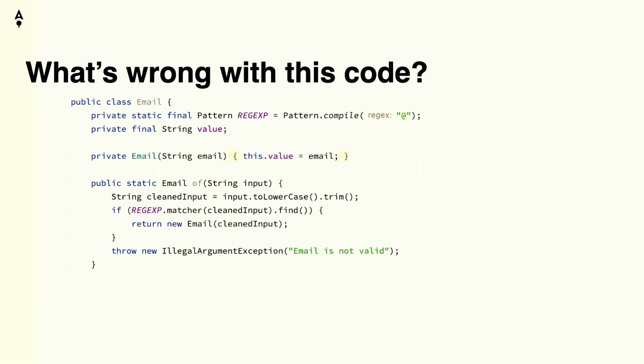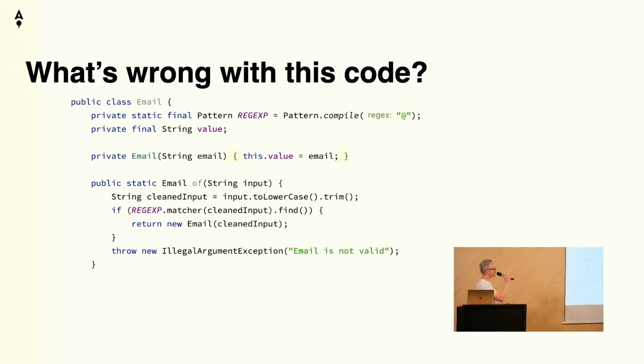Okay, my favorite. Email class. Please don't blame me for the regular expression. I'm not good at that. I just want to show you how a simple email class would look. So as you can see, I'm using a factory pattern because the constructor is private, but that's not important. The important thing is that there is a function that validates the input, and if it's valid, you get an email instance, right?